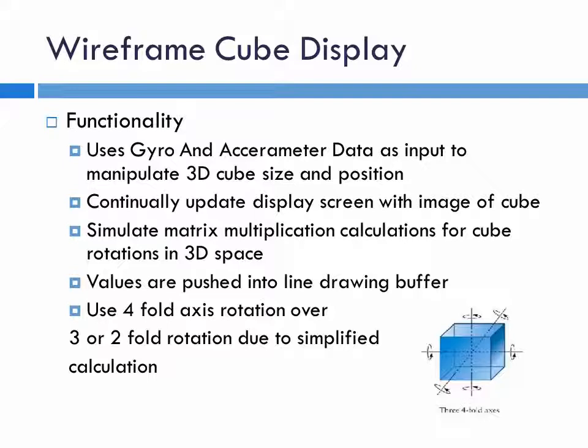Now, for the cube, we have an 8-point cube where our axis of rotation will be dependent on a 4-fold axis rather than a 3- or 2-fold axis. This renders the axis to come out perpendicularly to each face rather than coming out from the edges or from the corners.